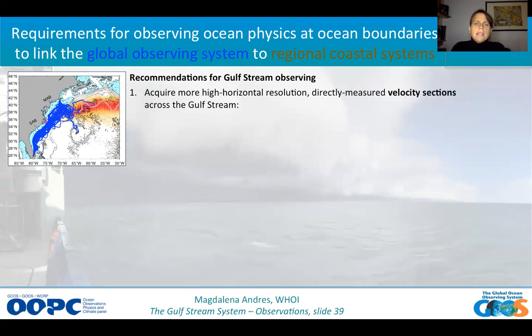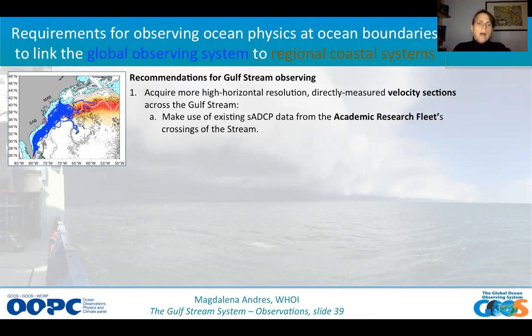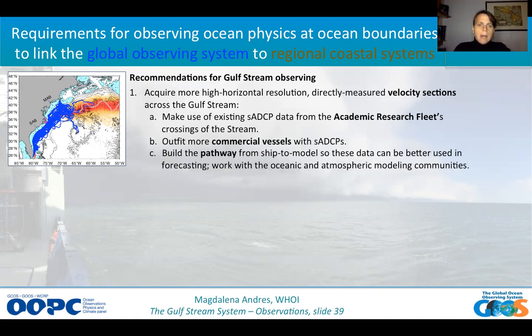The first recommendation would be to acquire more high horizontal resolution, directly measured velocity sections across the Gulf Stream, similar to those that we presently get from the Oleander line. We could make use of existing shipboard ADCP data from the academic research fleet's crossings of the stream. Those are existing sections, and it's just a matter of accessing them and making them broadly available. One could outfit more commercial vessels with shipboard ADCPs.